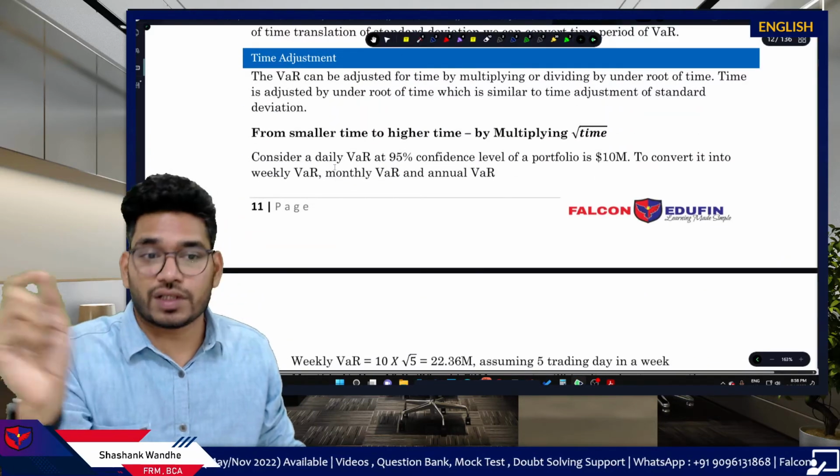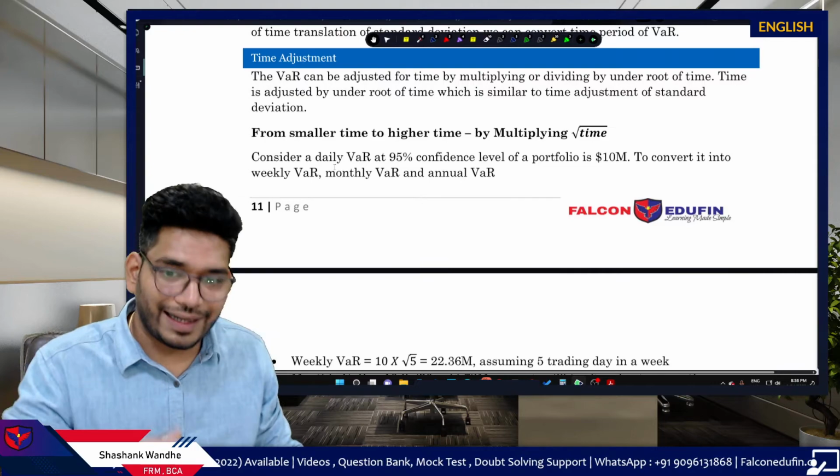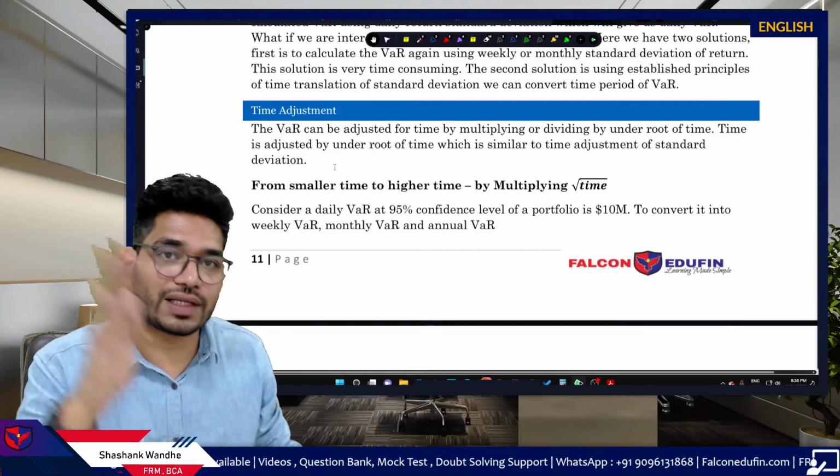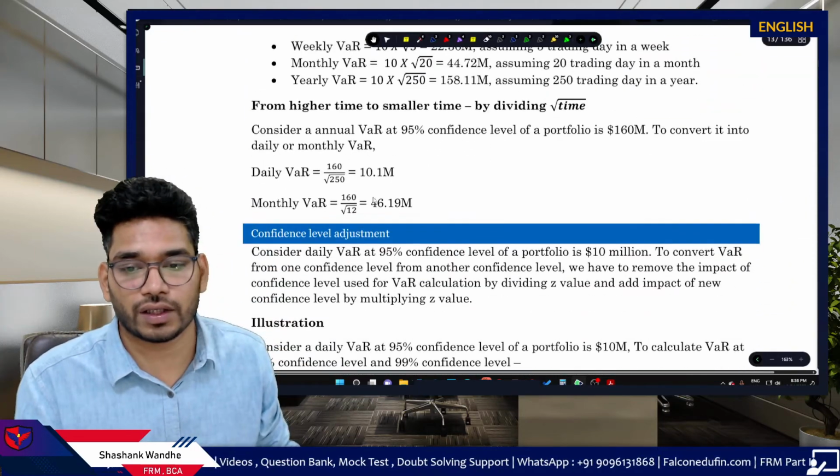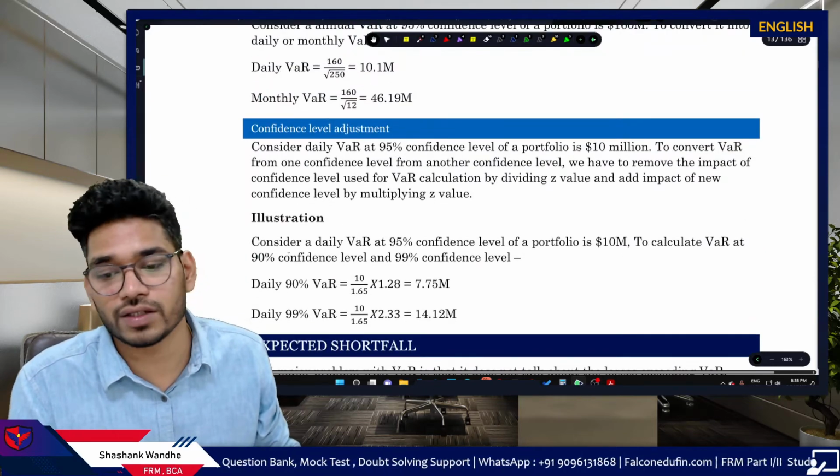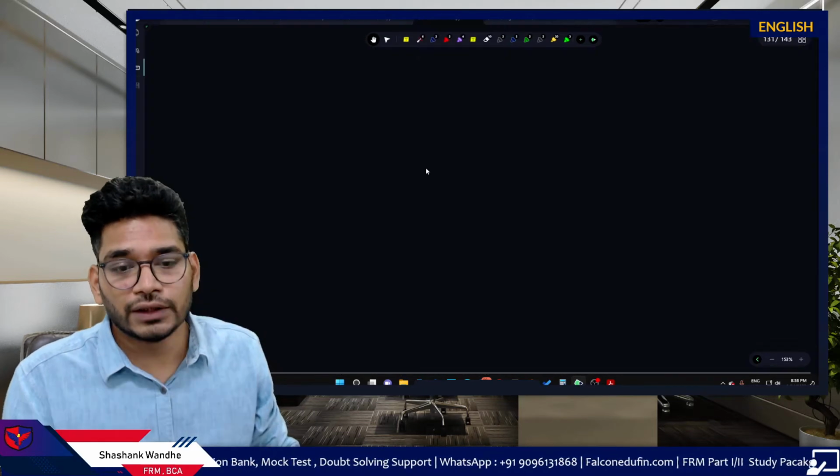So that discussion which we just saw in book 2 relates to this particular part. Okay, so we will be using that discussion here for time adjustment. Okay, so how the time adjustments are done, how the confidence interval adjustments are done, and like that.